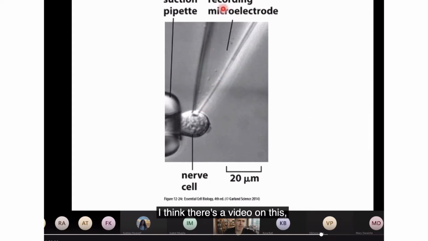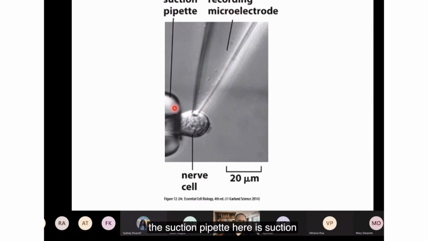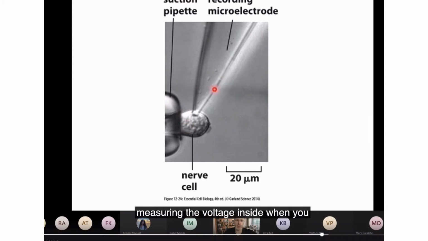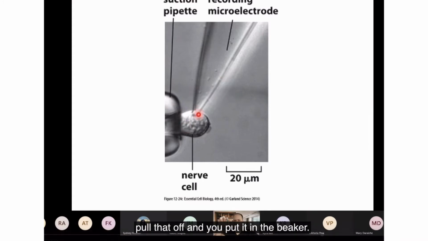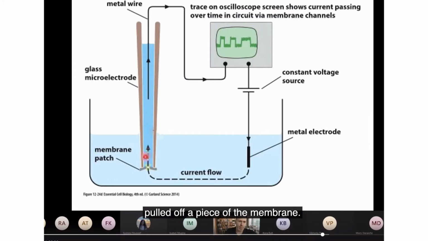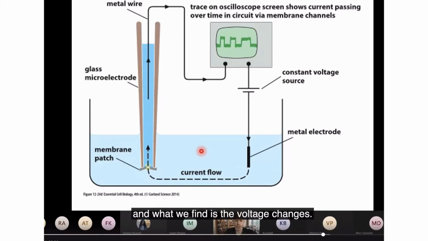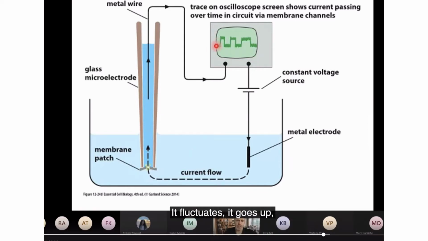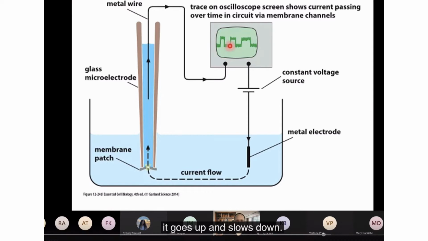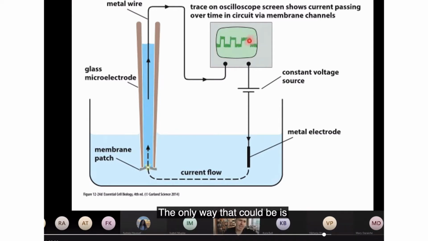I think there's a video on this, but they have a recording microelectrode. The suction pipette here is suctioned to a piece of membrane. They're measuring the voltage inside. When you pull that off and you put it in a beaker, so here we have that vacuum. We've pulled off a piece of the membrane, and it has a channel or multiple channels in it. And we're measuring the voltage inside in the solution here. And what we find is the voltage fluctuates. It goes up, it goes down. And the only way that can be is that under certain conditions, ions are flowing in or they are not.